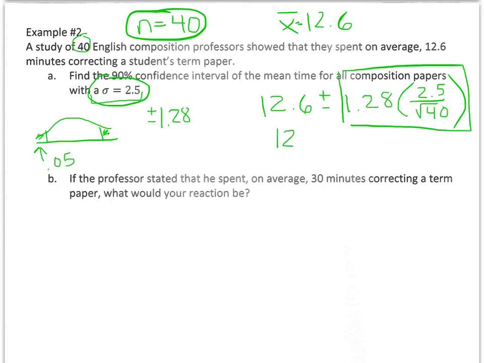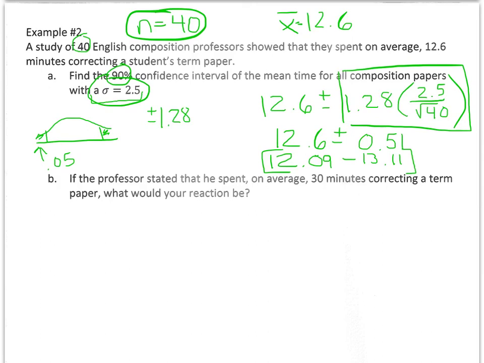My margin of error in this problem ends up being 12.6 plus or minus 0.51, which means we are 90% confident that the professor will spend 12.09 to 13.11 minutes grading each paper on average. We're only 90% confident. We may have missed that. It may actually take longer or shorter than this interval, but we're 90% confident that it's in there.